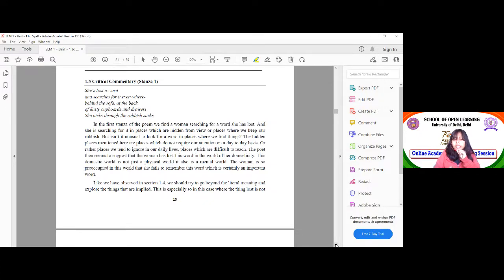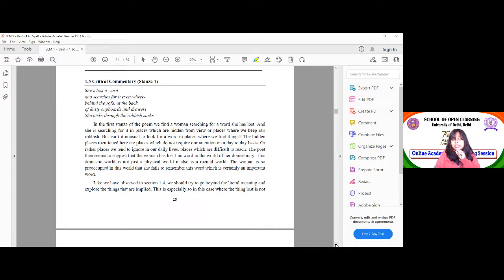So she starts looking for it in places that you ignore, that you don't pay attention to, for language that you don't practice. Because you don't practice it, you have lost it. Because you have ignored it, you lost it. So she starts looking for it from the place which is ignored, which is paid less attention to.